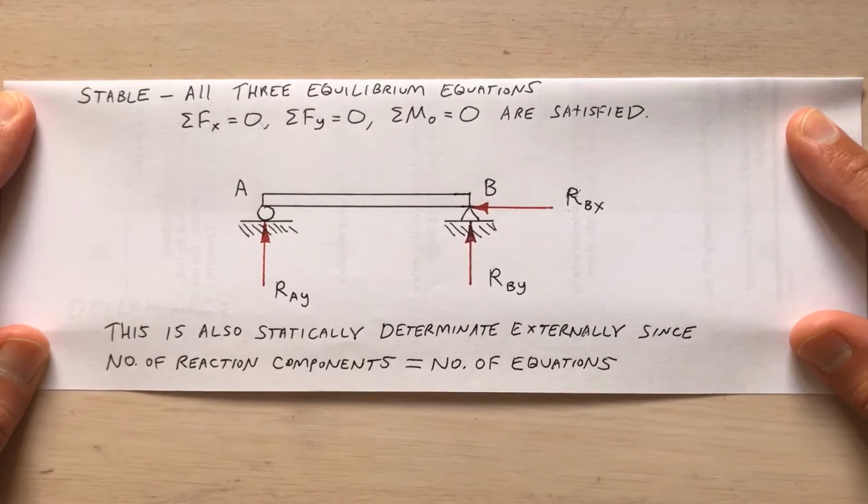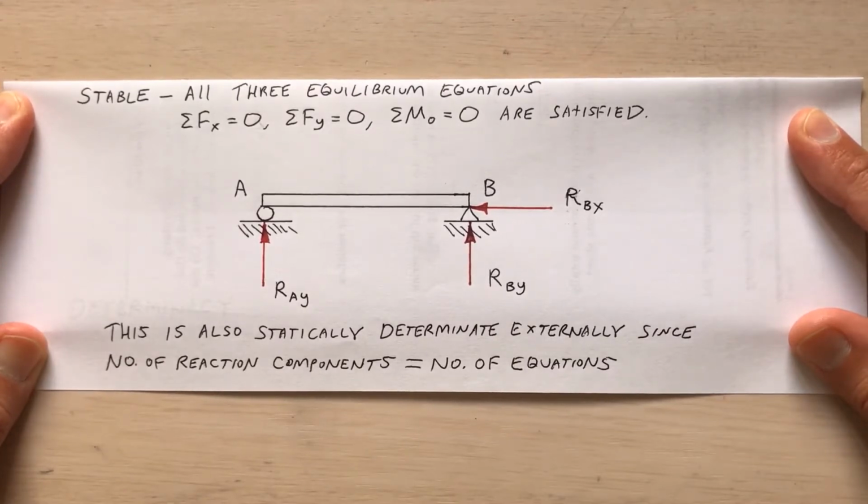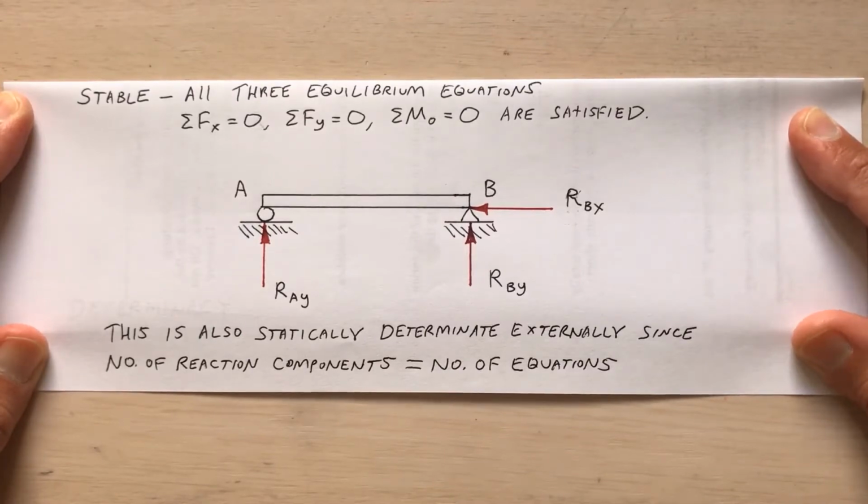It's also statically determinate. A structure is statically determinate externally if the number of reaction components equals the number of available equations, meaning 3. So I have 3 equilibrium equations here, and they're all satisfied. The sum of the forces in the x direction is 0. Sum of the forces in the y direction is 0. Sum of the moments about any point on the structure O is equal to 0. Those are all satisfied. So this is stable, and it's also statically determinate.